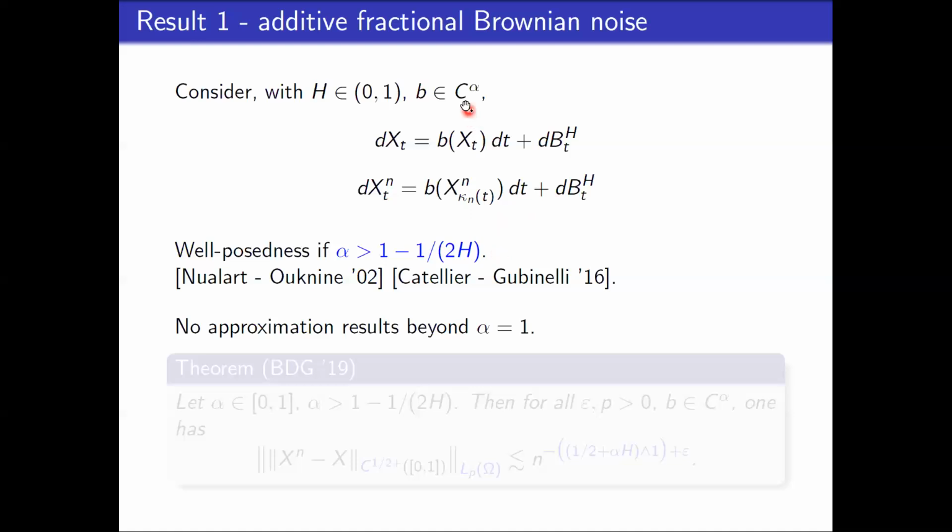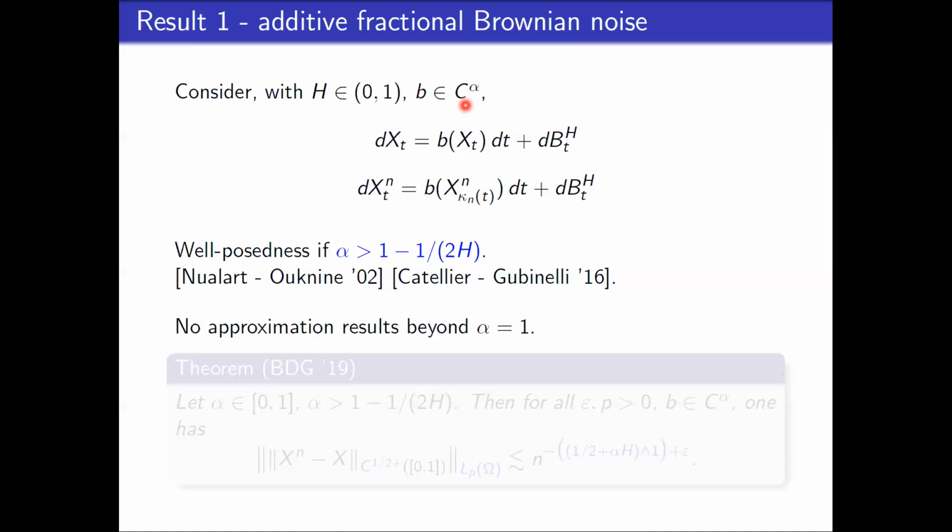And I should also mention what we mean by C^alpha, because the Hölder spaces at integer values are a bit ambiguous to define. So the way we understand them is that C^0 is just bounded measurable functions, not necessarily continuous. C^1 is Lipschitz continuous functions, and so on.